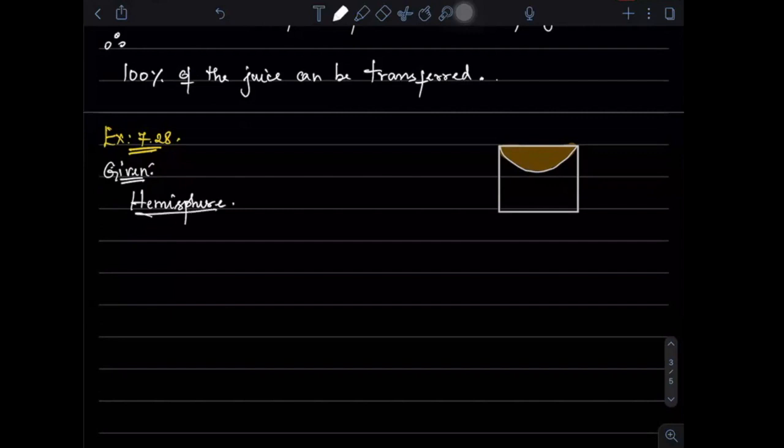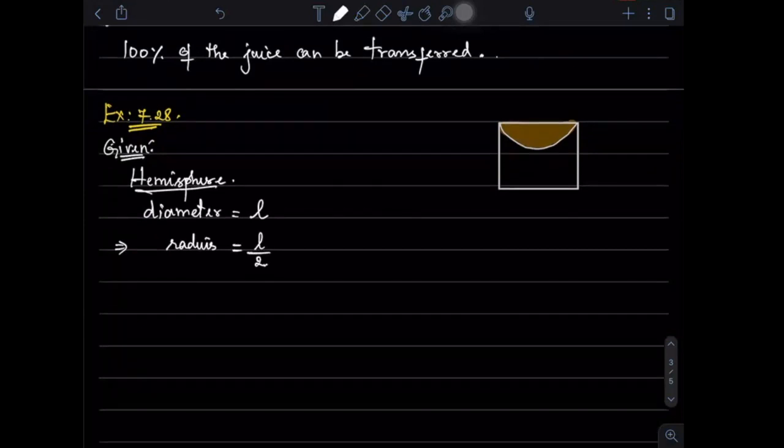So what have they given? The diameter is given. Diameter is equal to L. So therefore, what is your radius? Radius is L by 2. Is it okay? This is what is given.